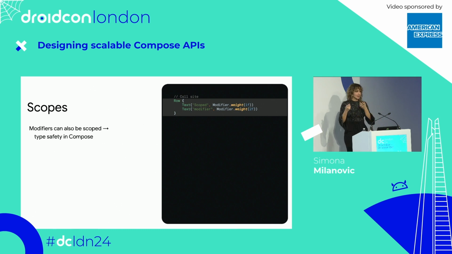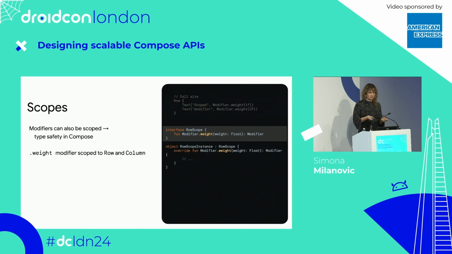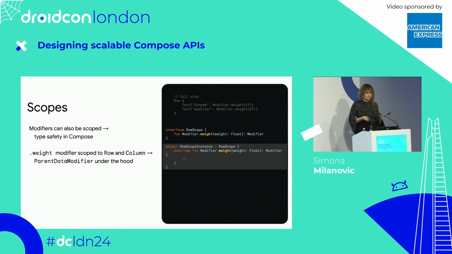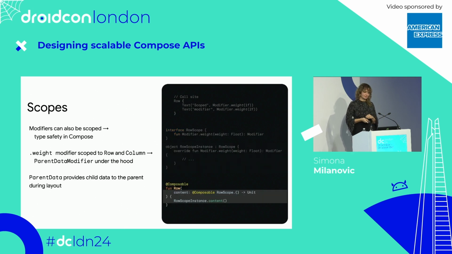For example, if you take the weight modifier, which, as you know, defines sizing priorities of nested children in lists, using this modifier outside of these lists makes no sense. So we scope the modifier by using a pattern of scope interfaces and scope instances. All of this uses parent data modifier under the hood. Parent data provides data to the parent layout from its child composable, can be read during the layout phase of measurement and placement, and it's commonly used to inform the parent on how the child layout should be measured and placed.